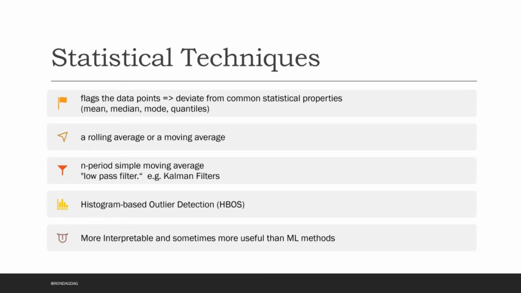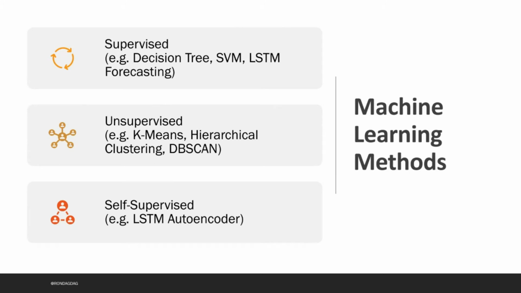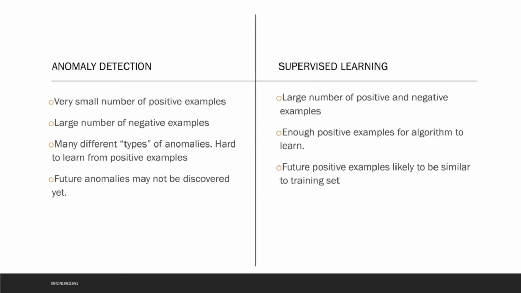Of course, we're also talking about machine learning methods. It could be supervised, unsupervised, self-supervised. To detect anomalies, you can use decision trees, or do some forecasting. K-means for the unsupervised, or hierarchical clustering. You can also do self-supervised. That's when you use the LSTM autoencoder. We're not going to focus a lot on these different types.